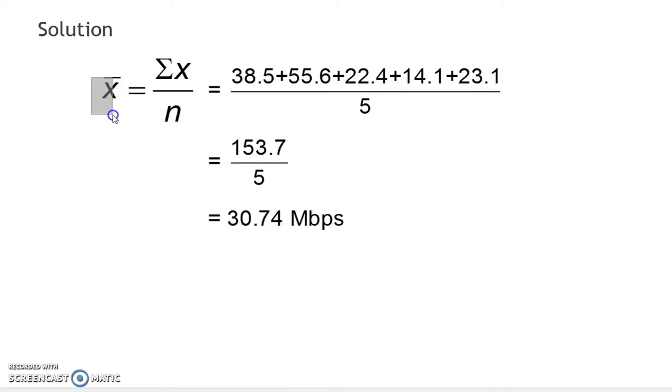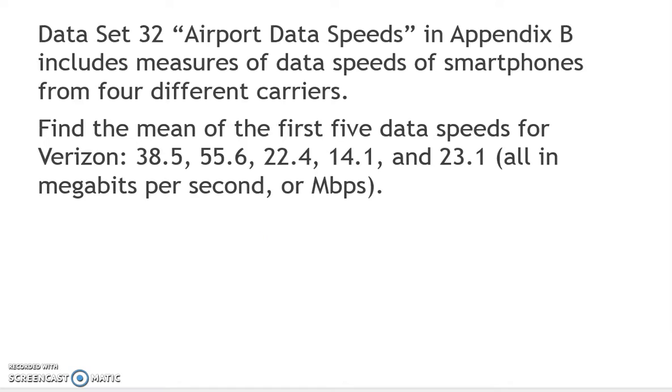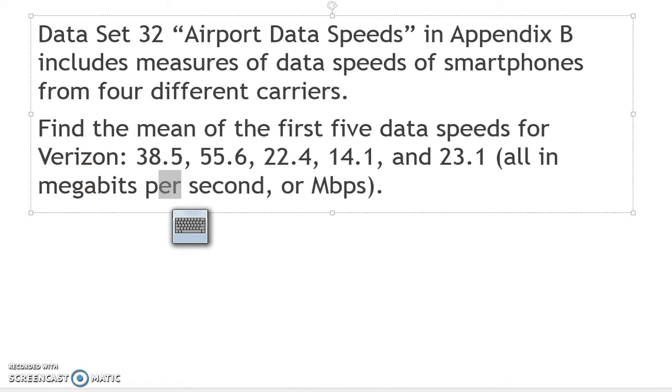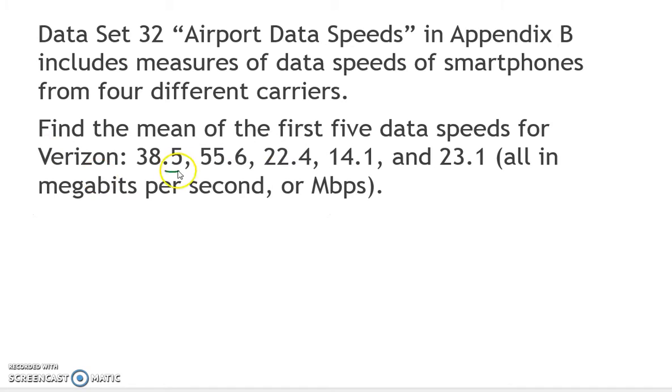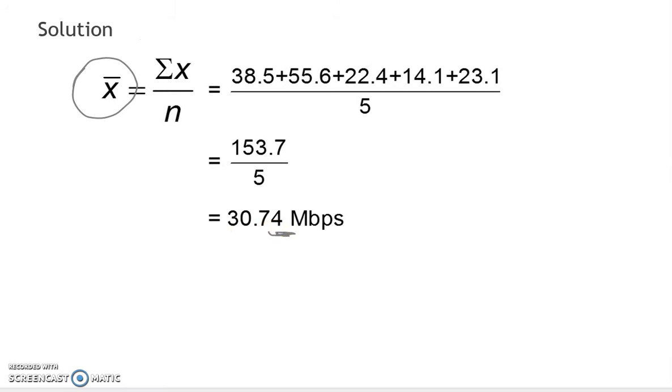These are from a sample, so we use the symbol for the sample mean here. You add all those data values up and divide by 5. We got 153.7, and dividing by 5, we got 30.74 megabytes per second. Notice that we have 2 decimal places in the result, compared to the original data, which has only 1 decimal place. We'll explain why this is the case.